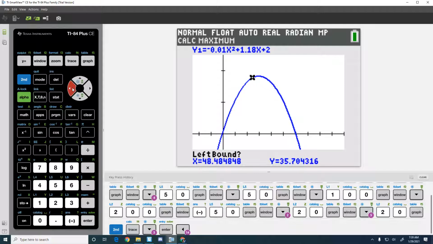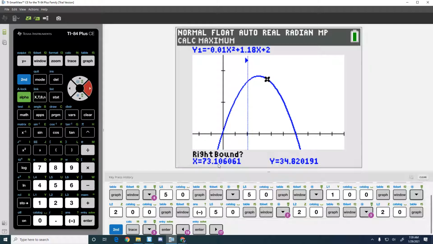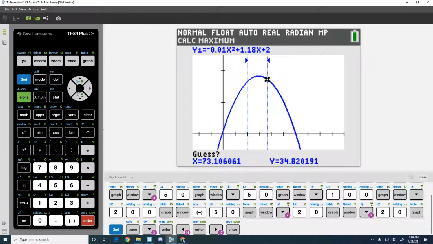So hit the left arrow key until it's to the left of the vertex, and you press enter. Then you press the right arrow key till it's to the right of the vertex for the right bound, or the right boundary. Press enter. See how it even adds in those lines, and it says basically it's going to find the highest point between those two arrow keys, which is perfect. That's what I wanted. And then for guess, just get it somewhere close. This does not have to be exact by any means.